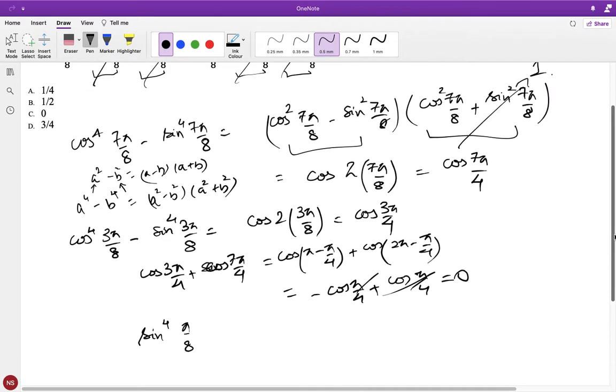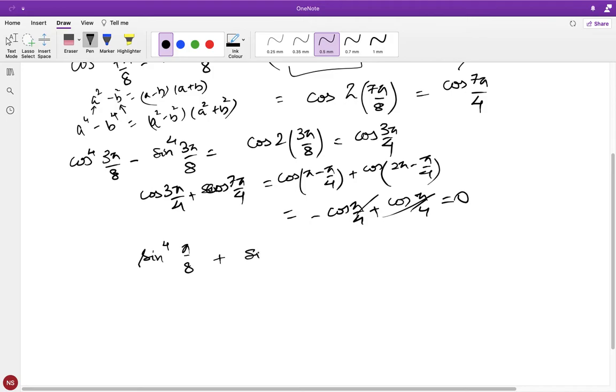Sine 4 pi by 8 plus sine 4 5 pi by 8. This is a square plus b square, like a4 plus b4, right? I can easily write this as this, minus 2a square b square, right? If you open this, this will become a4 plus b4 plus 2a square b square. So these two will get cancelled and you will be left with this. So I am going to do that.